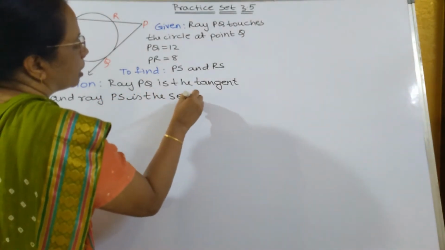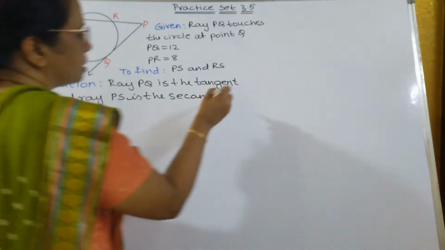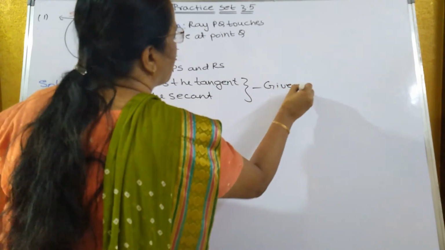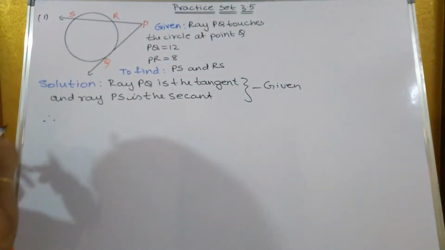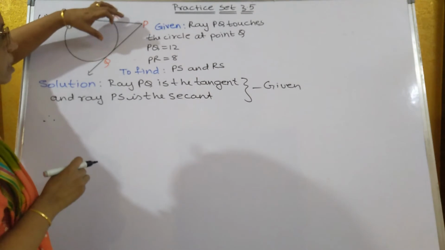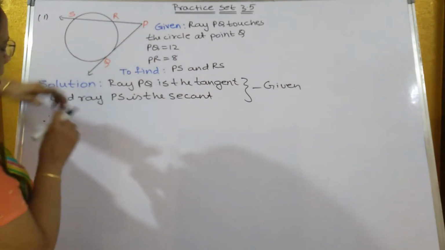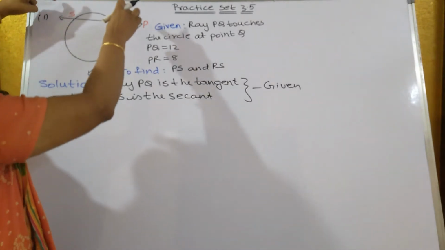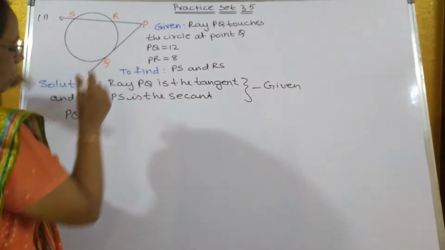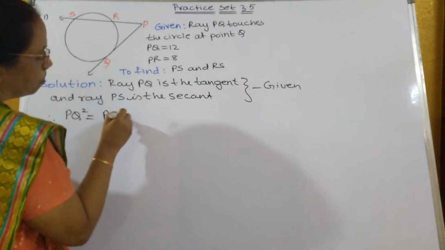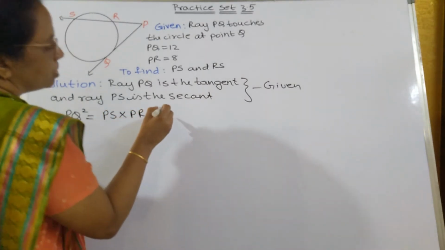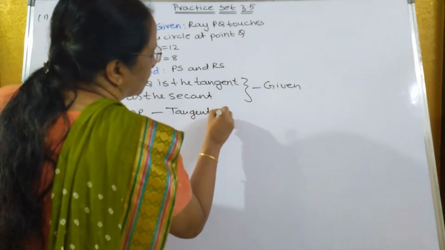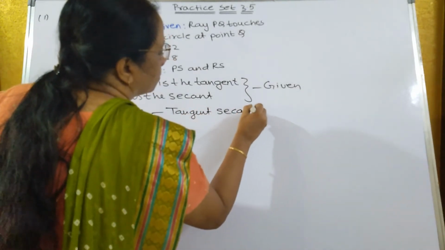So this theorem we have already studied. This is already given. Therefore, what theorem was it? Tangent secant segment theorem. That is PQ square is equal to the whole thing, PS into PR. Reason what you'll write down? Tangent secant segment theorem.